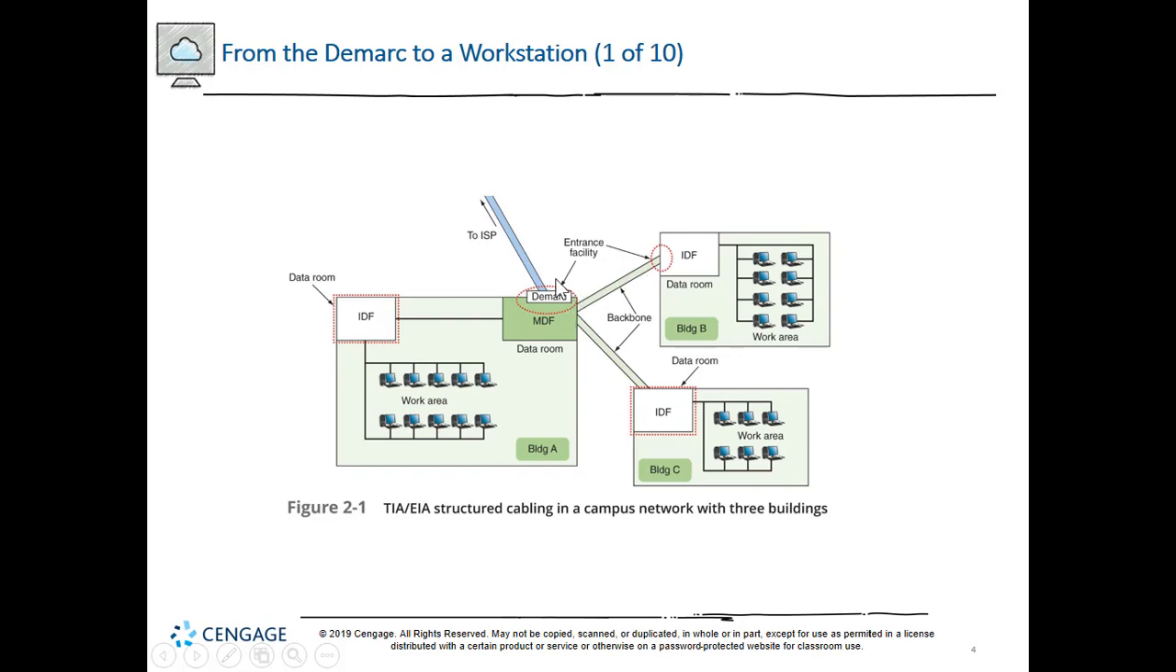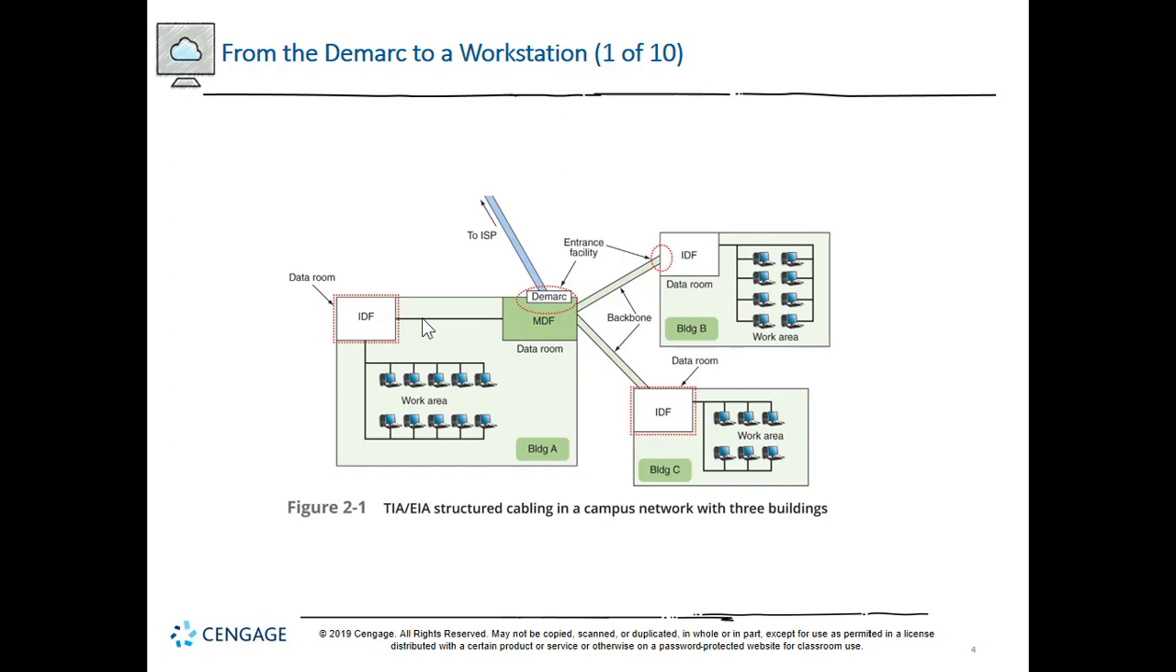Now, for the most part, the MDF, the main distribution facility, is typically your entrance facility. And then from there, we branch off into intermediate distribution facilities called the IDFs, which are common for like wiring closets that we would have in each and every work area.